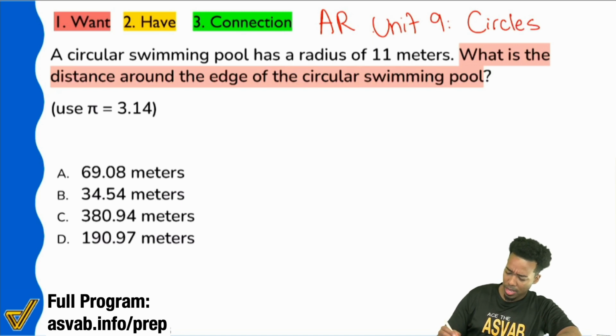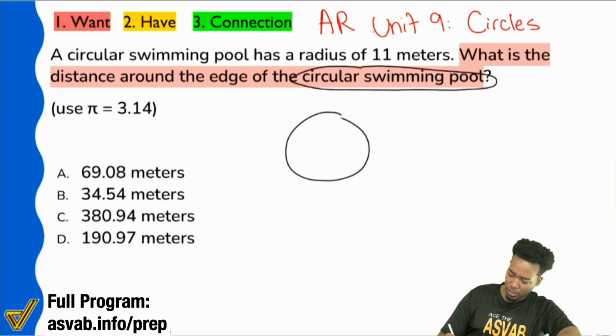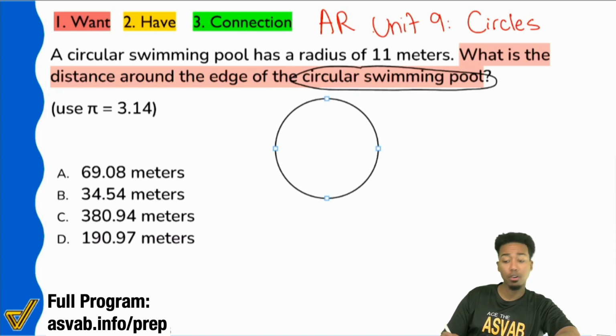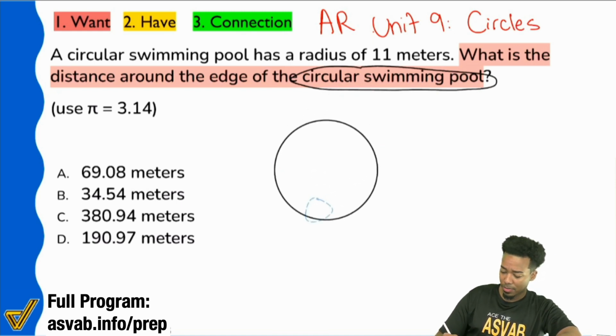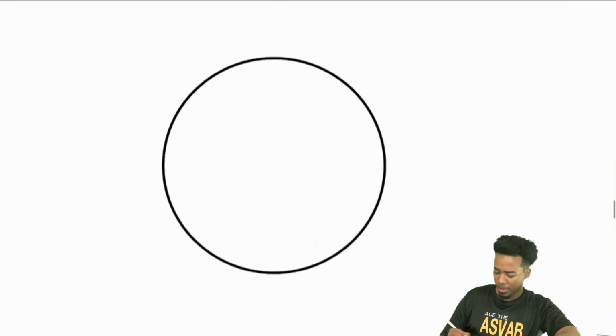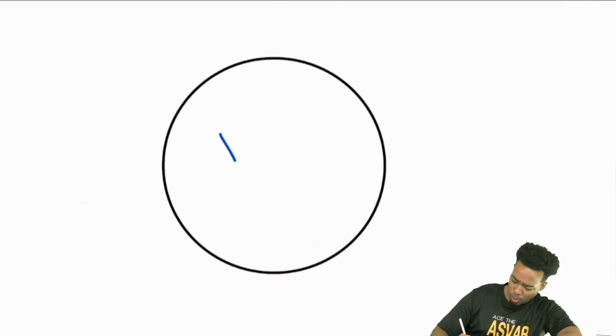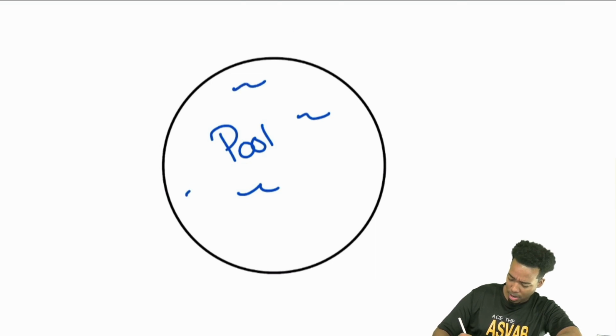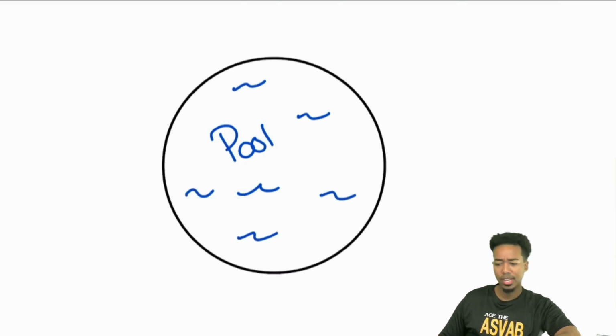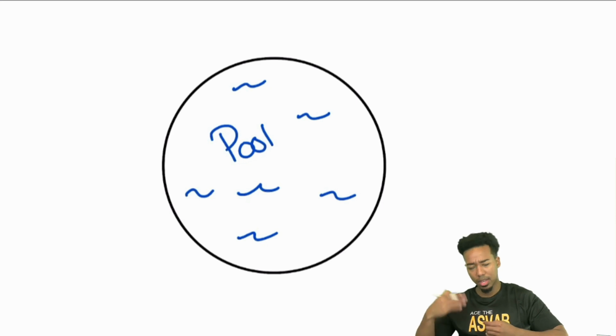If I have a circular swimming pool, let's just go ahead and imagine my perfect drawing abilities and drawing a perfect circle, right? And once we have this perfect circle, let's zoom in on it. And again, this is going to be our swimming pool. So let's go ahead and write pool here. We got water.